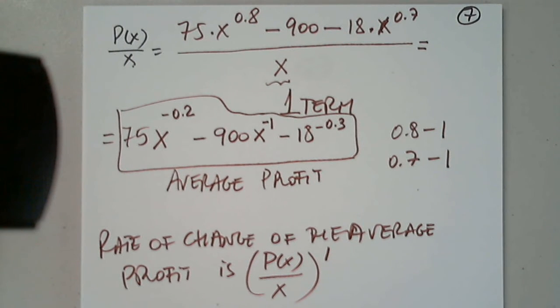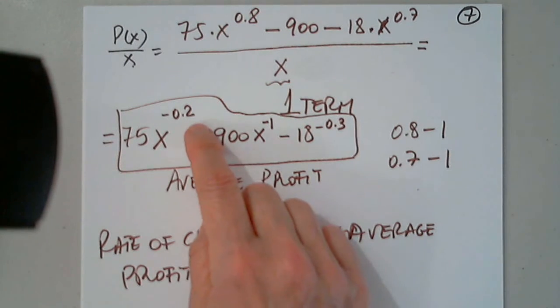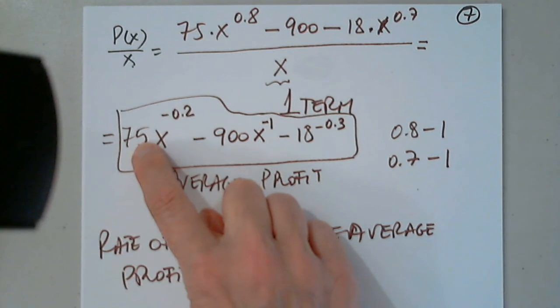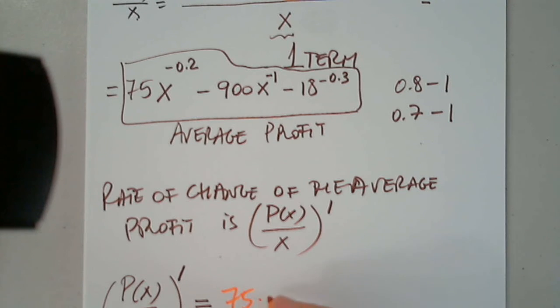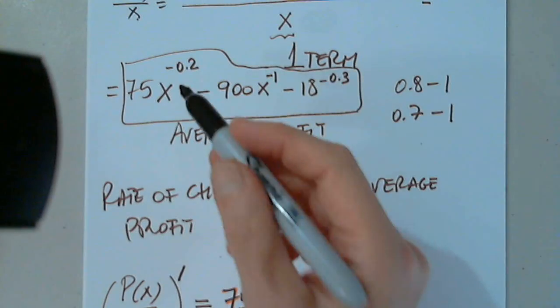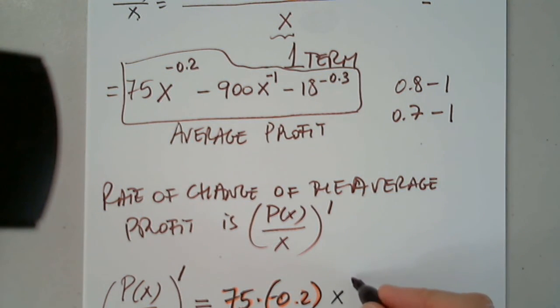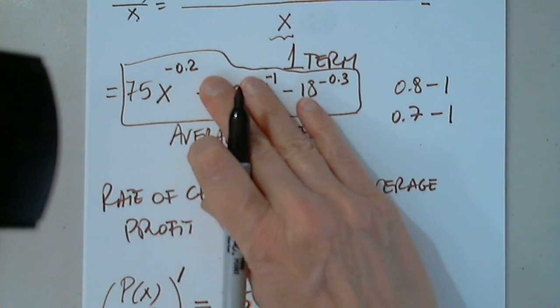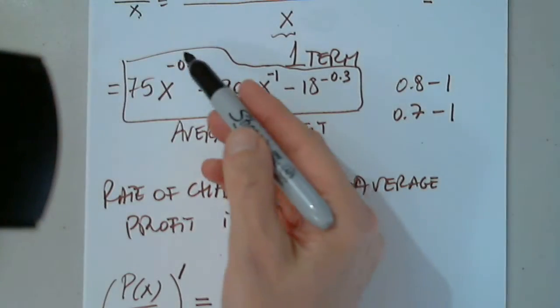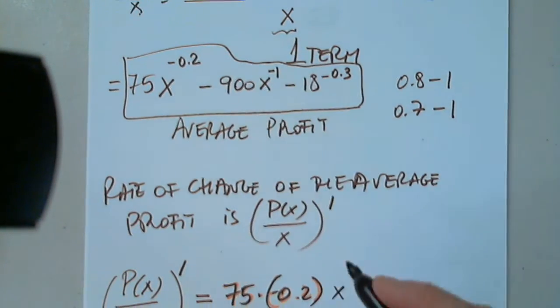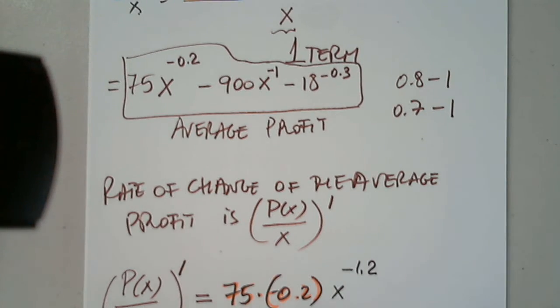Is that better, everyone? Oh, yeah. So going 75 times negative 0.2. Let's write it. 75 times negative 0.2. Oh, I don't think that this is a good one. Sorry. So 75 times negative 0.2 x minus 900 times... Careful. We haven't discussed the power yet. I bring down the power, but I have to subtract one. Yes. So negative 1.2. Yes.